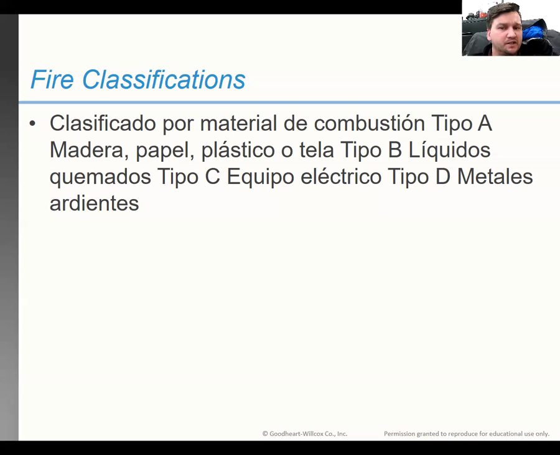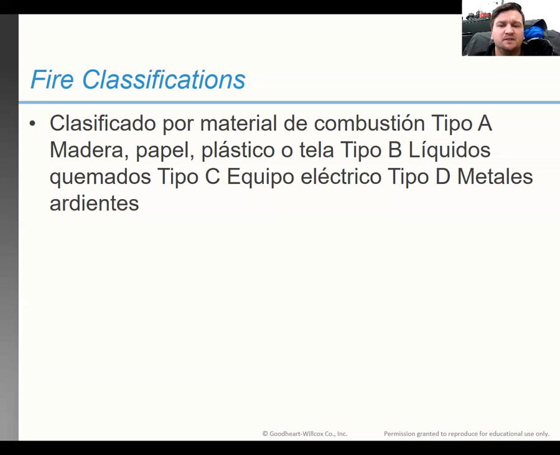Your fire classifications, you have a few different types. You have Class A fires, Type A. That's wood, paper, plastic, cloth. I call these trash can fires. That's usually things you'll see in a trash can. It's just simple combustibles. Type B fires is burning liquids, such as gasoline, oil, other types of flammable fluids as well.